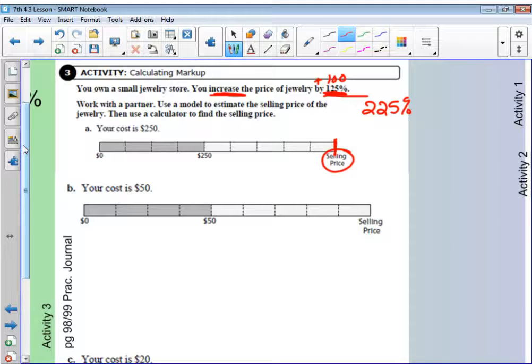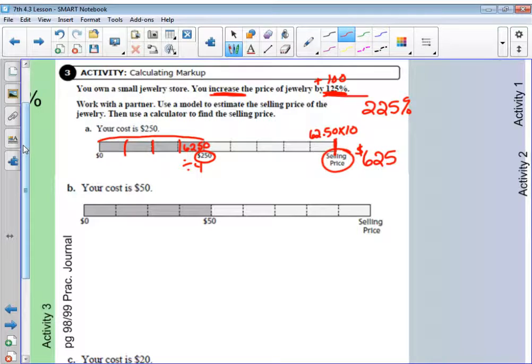So there's a couple different ways I could go through and figure out what each box is worth. So I know that they're $250 for these 4 boxes. So if I took $250 and divided that by 4, I could find out what each box was worth. And that's $62.50. Okay, now I have 10 boxes, so I could take that answer times 10 if I wanted to. So that's one method, which is going to give me $625.